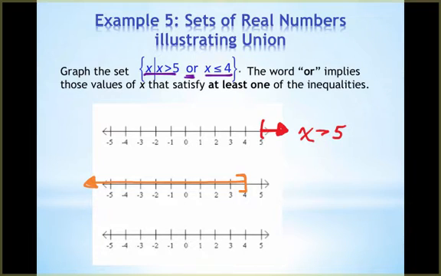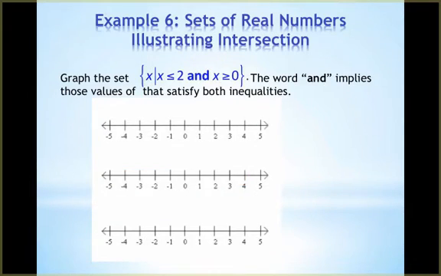Now remember, when it's an or, what we do is we just combine those two graphs together and make one big graph or one big interval. So we're just going to put our first part of our graph up here. Our second part of our graph is here. And there would be our final graph of x is greater than 5 or x is less than or equal to 4.